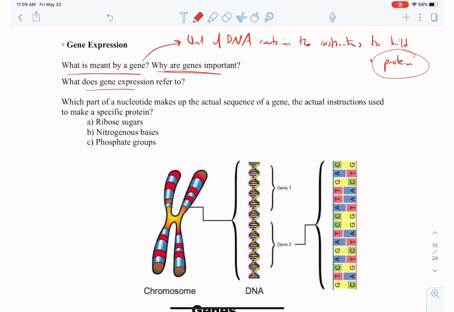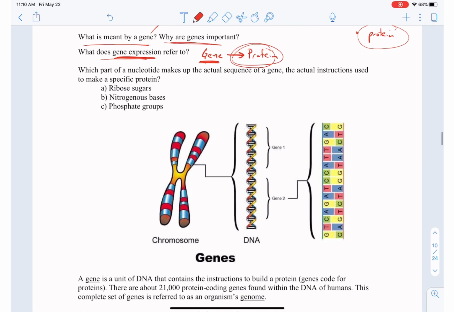What does gene expression refer to? Well, gene expression refers to taking a gene and actually turning it into a protein, taking those instructions and going through the process to actually make a protein. Let's take a look at this figure down below.